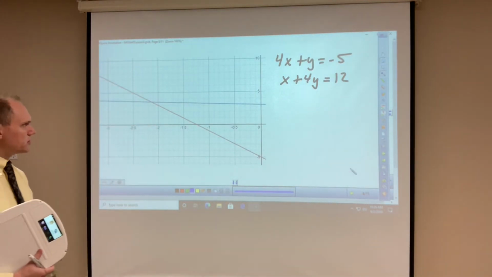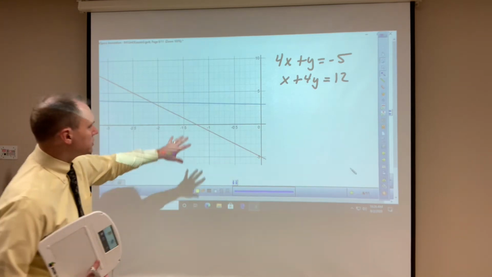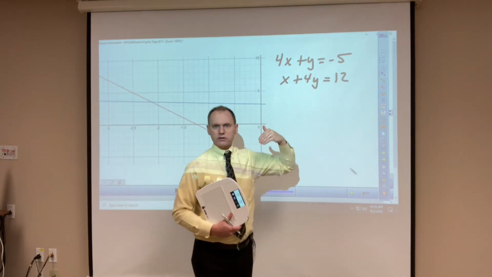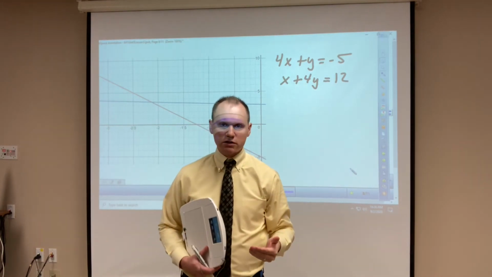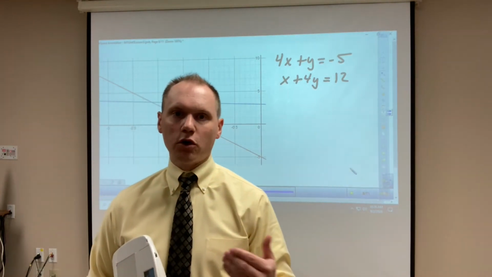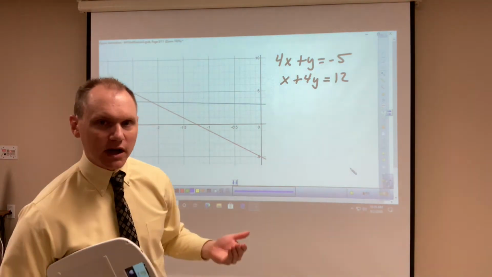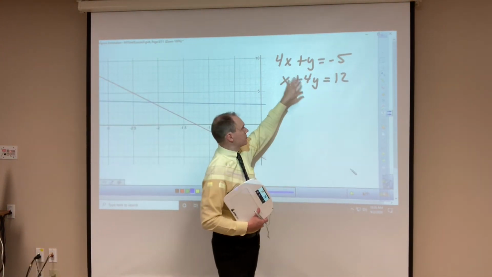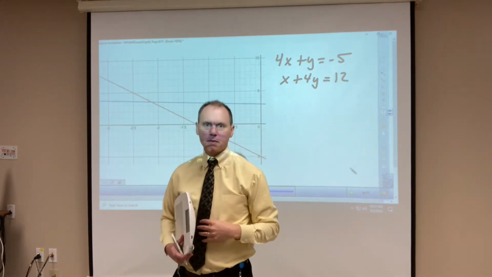Okay, so I want to mix it up just a little bit now, and I want to give you a situation in which we don't have y by itself. So what we've seen previously is you're given a system of equations with both in slope-intercept form. But there are times where we're given it in standard form like this. So both of these are in what we call standard form.